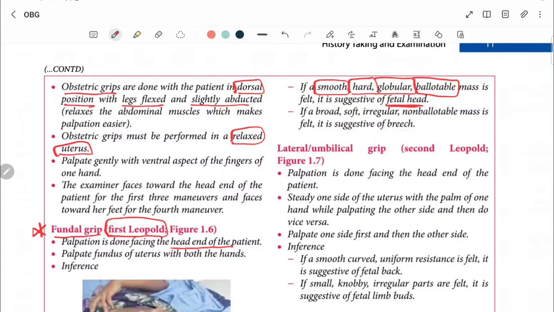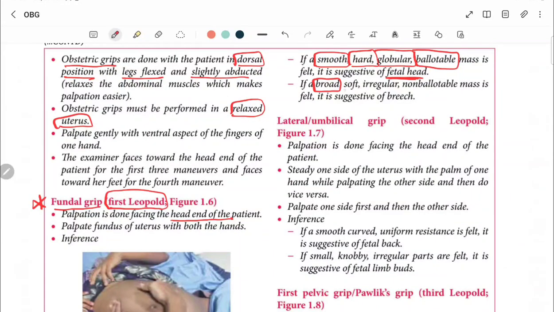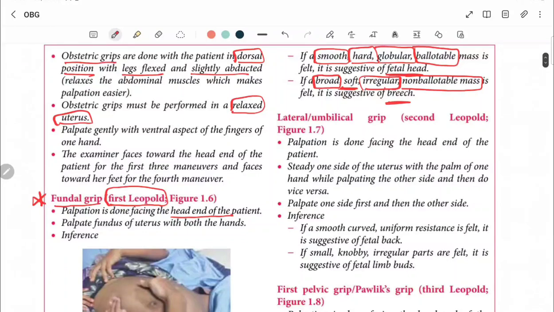So fetal head, what are the characteristics? Smooth, hard, palpable, globular mass is suggestive of fetal head. Now if a broad, soft, irregular, non-palpable mass is felt, it is suggestive of breech. So all the 4 words for each of them is very very important, guys. For fetal head, what are they? Smooth, hard, globular and palpable. In case of breech, what is it? Broad, soft, irregular, non-palpable mass.